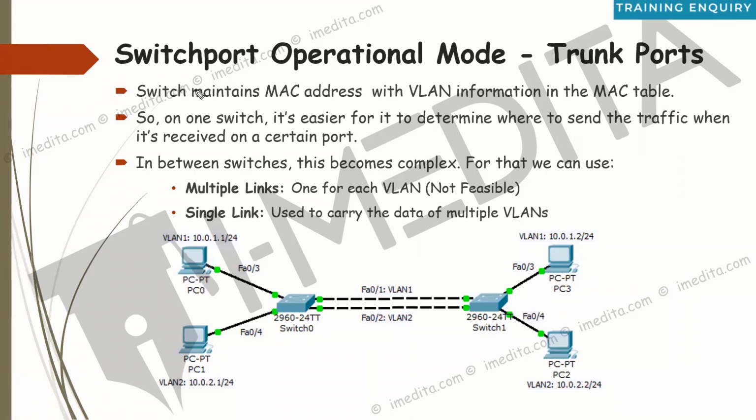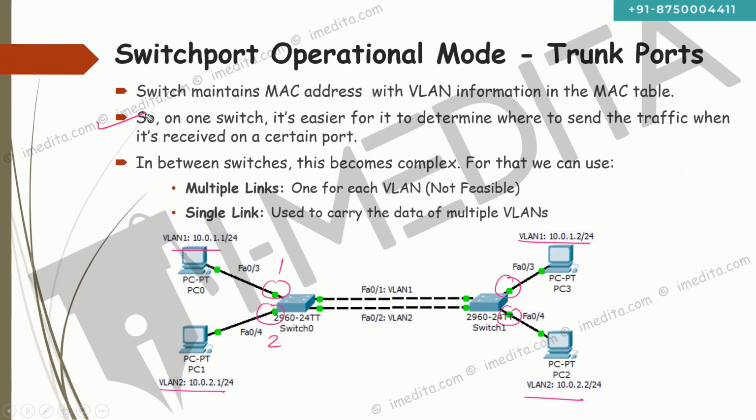So the switch maintains the MAC address table. In the MAC address table, it is going to maintain the VLAN information. Like the switch has learned that this particular MAC address is connected on VLAN 1, this one is connected on VLAN 2, this one on VLAN 1, and this one on VLAN 2.